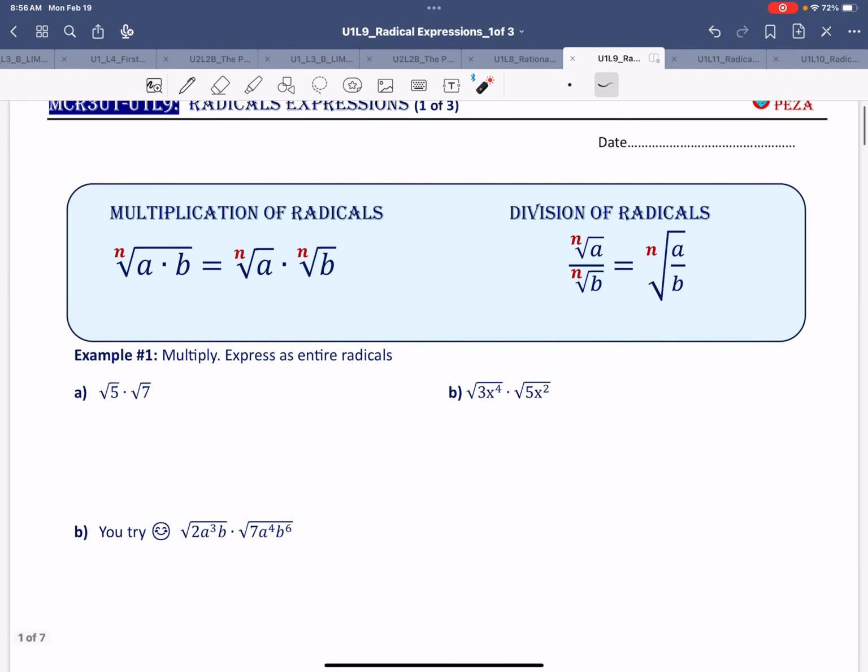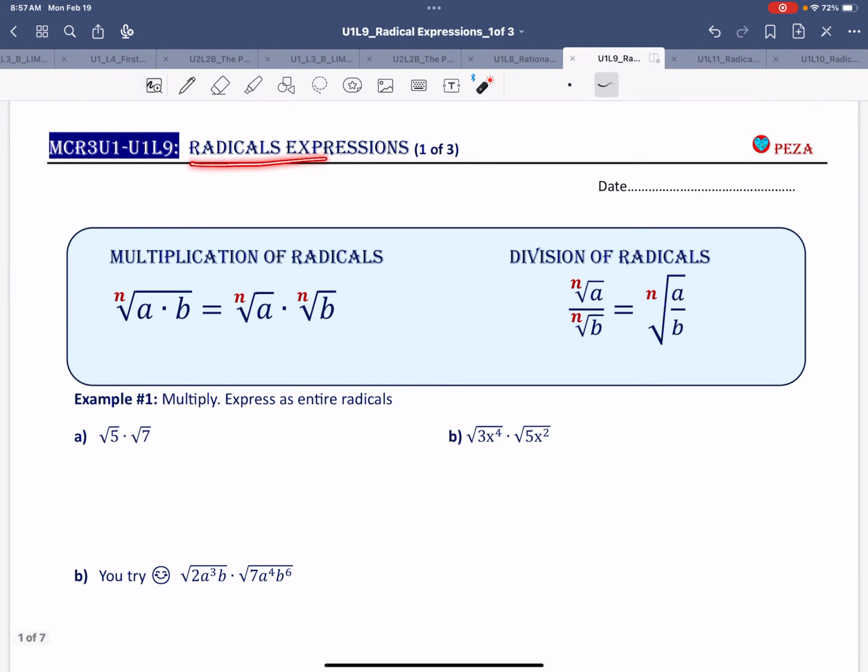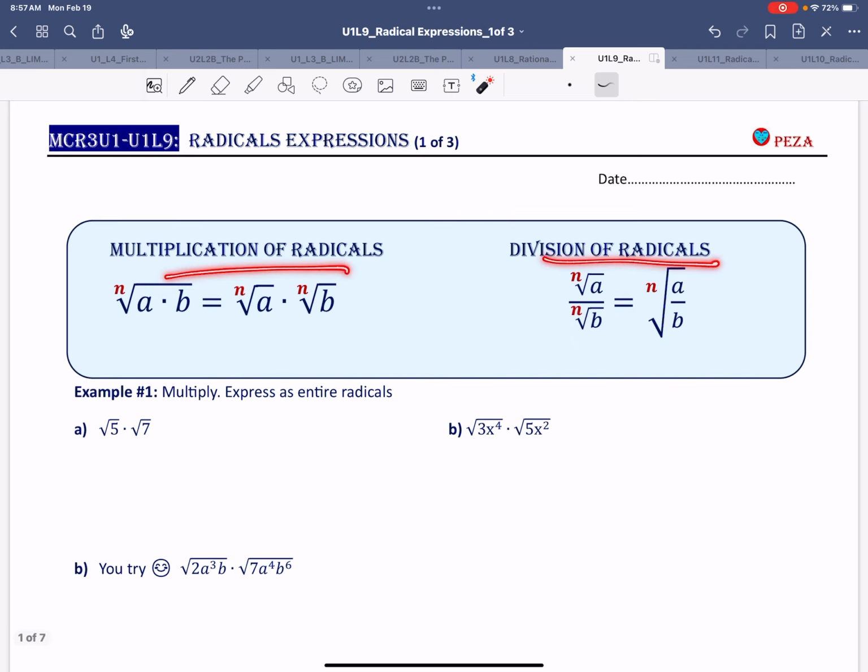Welcome and thank you for joining. In this lesson, we'll explore how to operate with radical expressions. Our focus will be on multiplication and division of radicals.